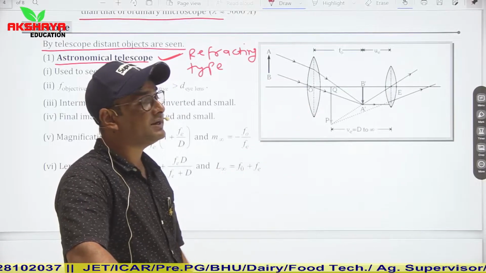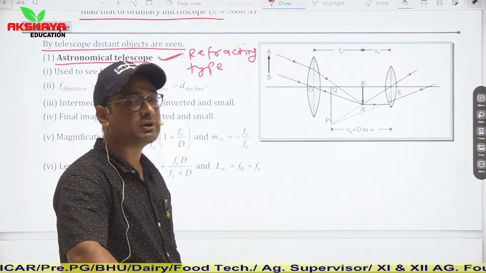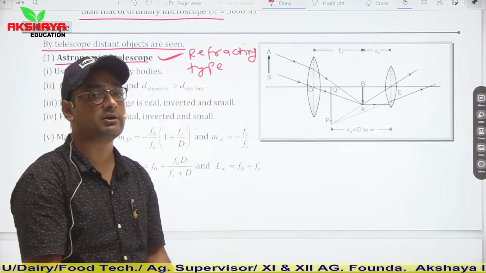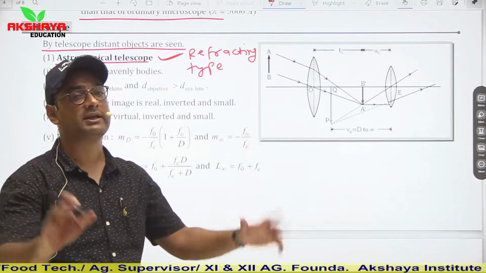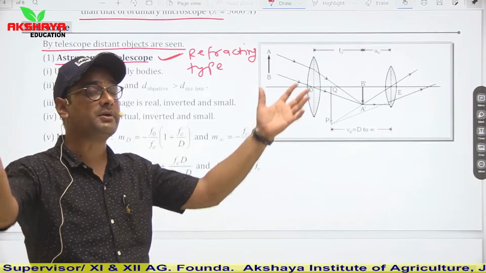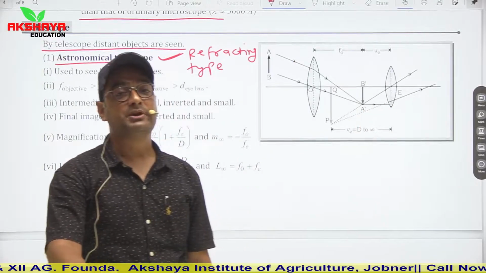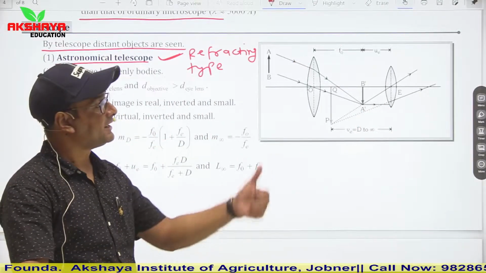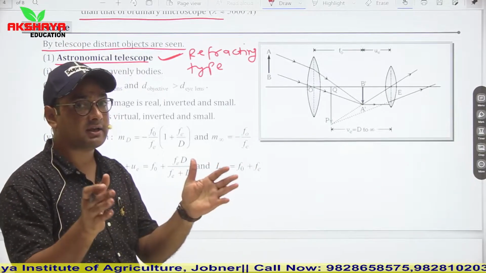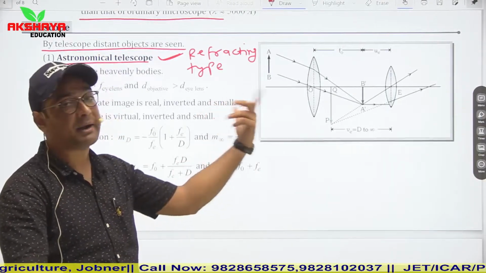Here we can clearly see from this ray diagram that the objective lens is used to collect the light coming from distant objects. Hence we have to use an objective lens of large focal length and large aperture, so that it can collect the whole light coming from the distant object. And then we use an eyepiece of small aperture and smaller focal length than the objective, so that it can collect the complete light, contract the light rays and form a bright image.